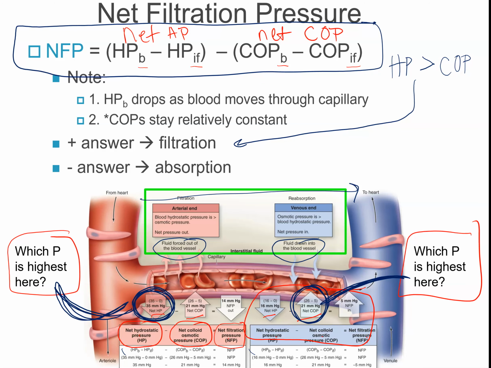If you get a negative number, if your colloid osmotic pressure is greater than your hydrostatic pressure, that's going to give you a negative number, and that's where absorption, or it's called reabsorption, is going to take place. So that's always going to be on the venous end. So filtration is always on the arterial end, and absorption or reabsorption is always on the venous end. Always. But it's relative to these pressures.